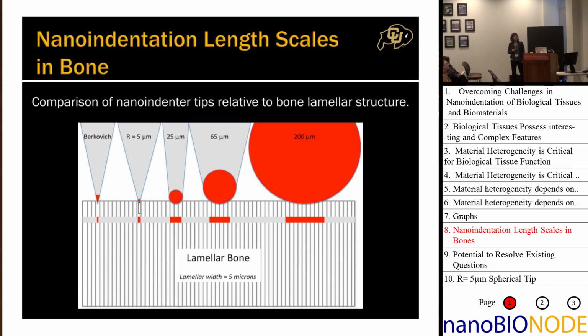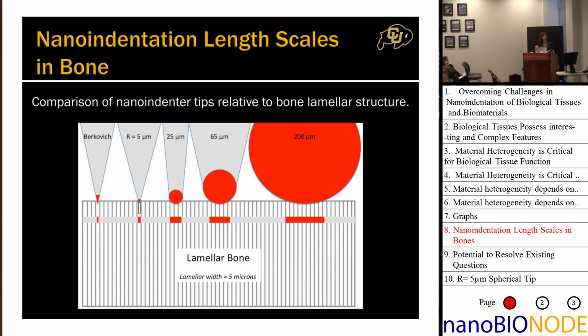Okay, so this is a study that a couple of my students did a couple of years ago, where we took a range of tips. We started with a Berkovich, and we looked at a 5 micron, 25 micron, et cetera, all the way up to a huge 200 micron spherical indenter tip. So we used Berkovich and conospherical indenters. And we basically tried to understand, when we were indenting into lamellar bone, or that layered bone that you've seen in a couple of these images so far today, what is the influence of the indenter tip shape and size in indenting into these samples?